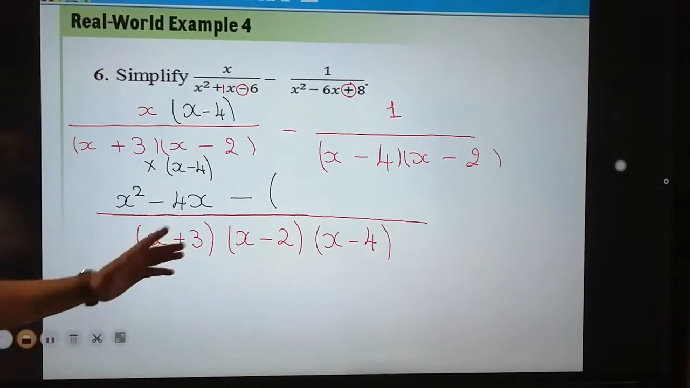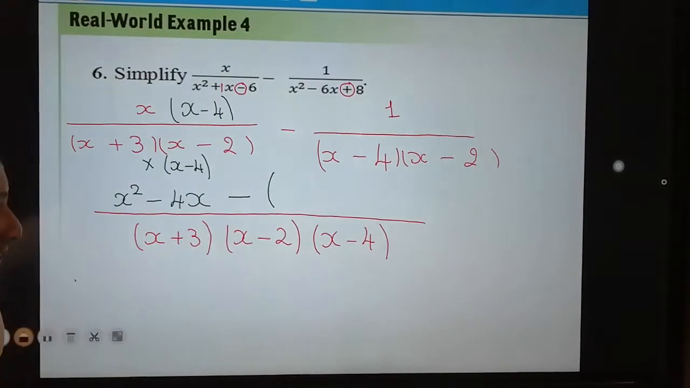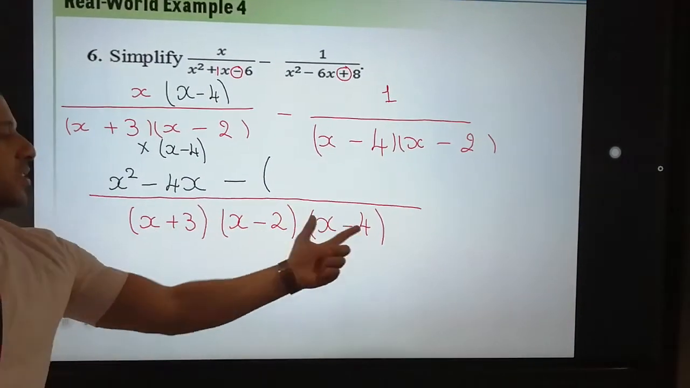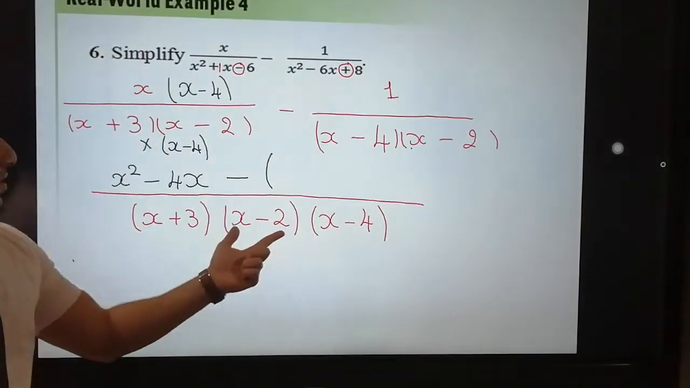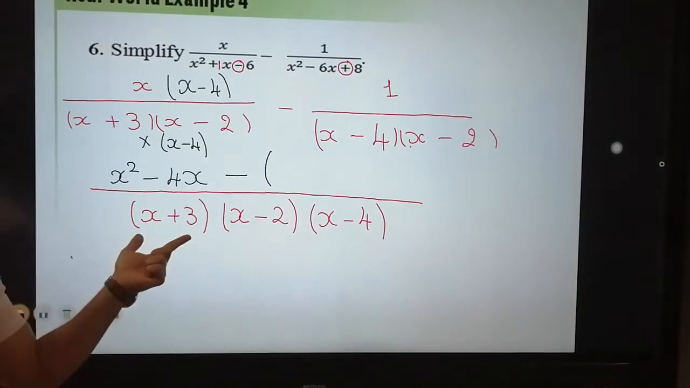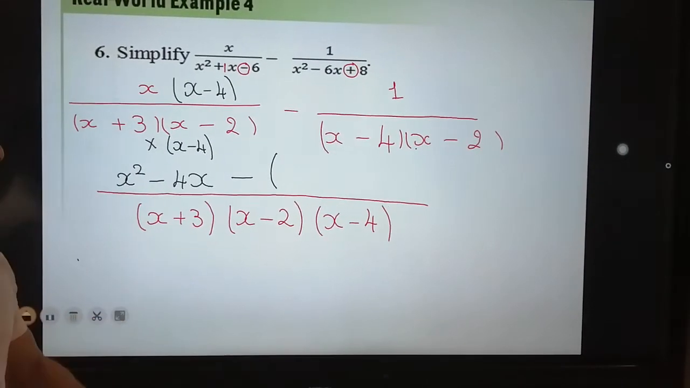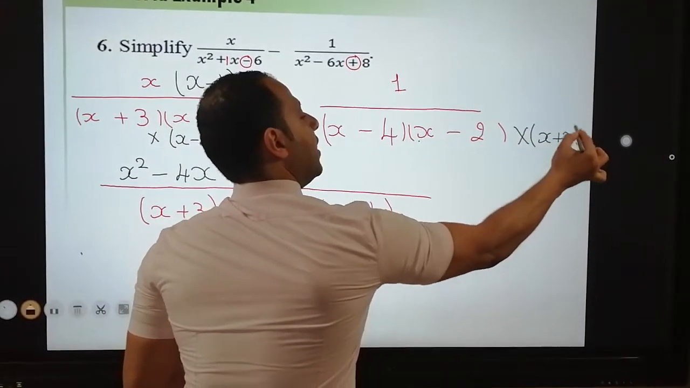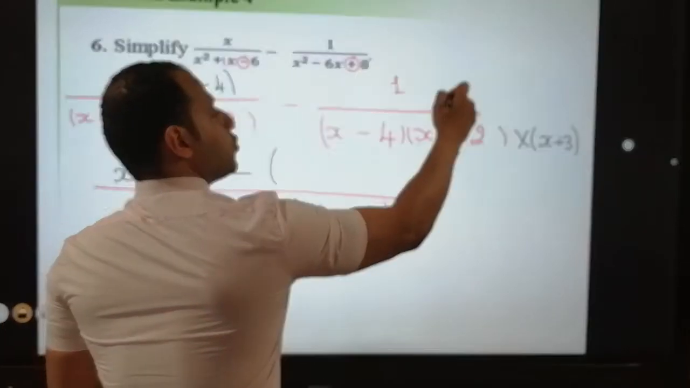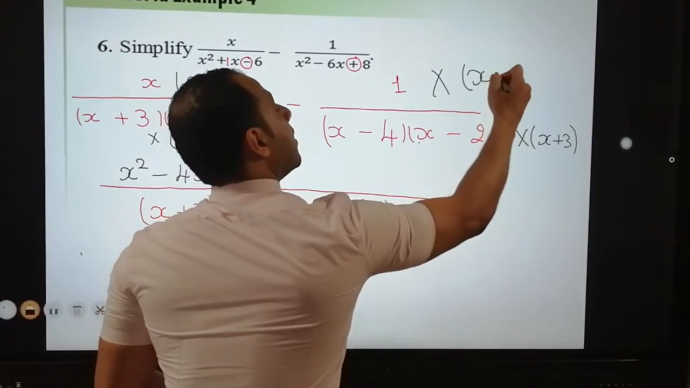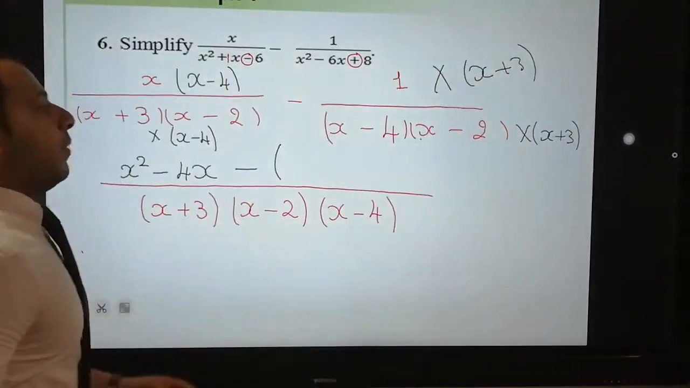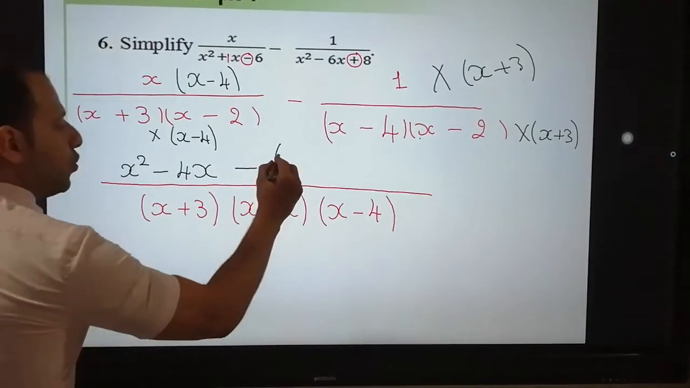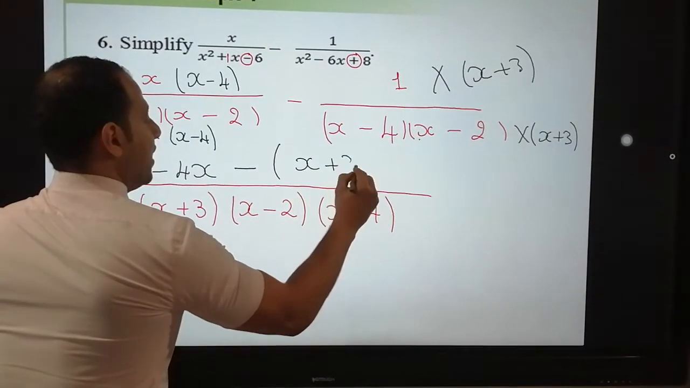And then I'm looking at the other denominator. We have here x minus 4. This is x minus 4, and x minus 2. This is x minus 2. It's multiplied by what? X plus 3. So I must multiply here by x plus 3, and up also by x plus 3. Multiply 1 by x plus 3, 1 times any number is the same. So you have the same number here.